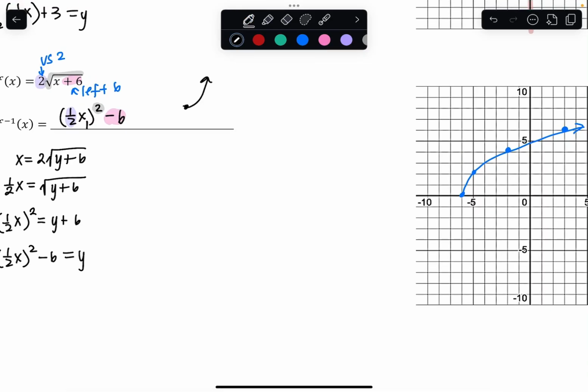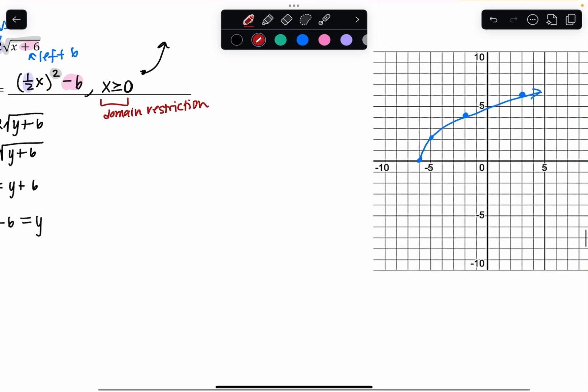And so this vertex has an x-coordinate of 0. And so to say we want to stay to the right of that 0, we say x is greater than or equal to 0. So we need to restrict the domain so that we only have the right side. Otherwise, our graphs will not be reflections across y equals x.